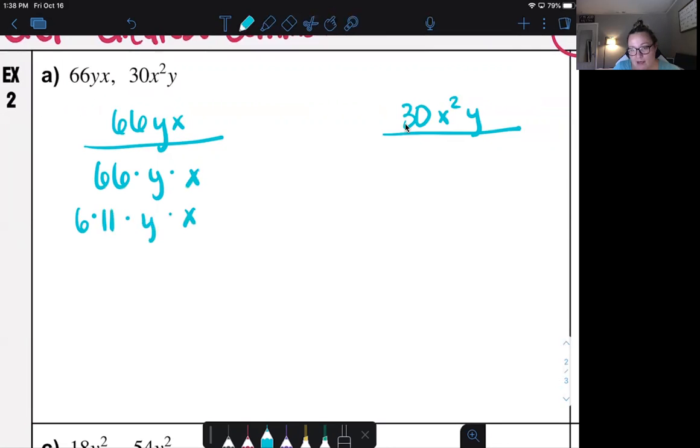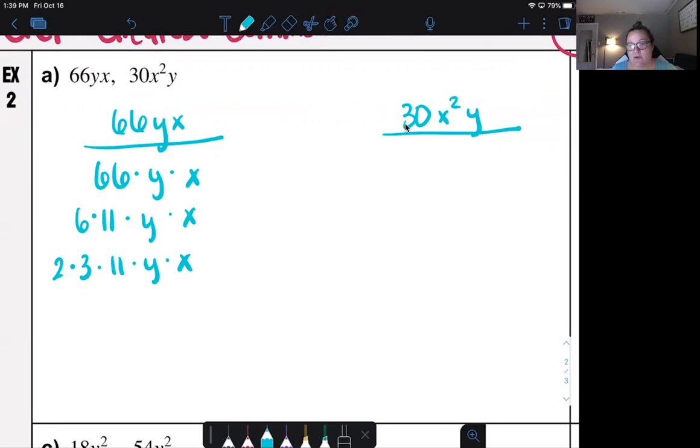Well, 11, y, and x are all prime. Nothing but 1 and themselves go into each of those things. But 6 can be broken down even farther. 6 can be 2 times 3, so we have 2 times 3 times 11 times y times x. And if you multiply that all back out, you would get 66yx.